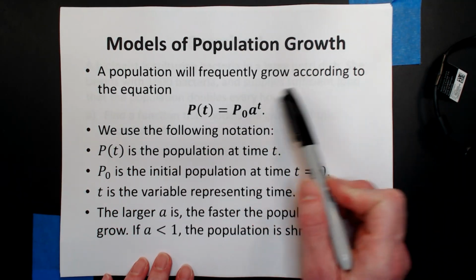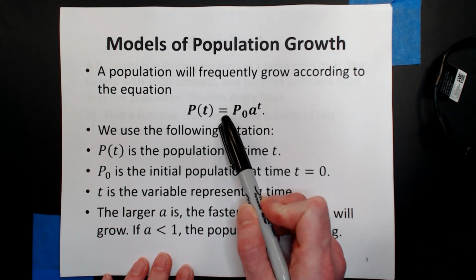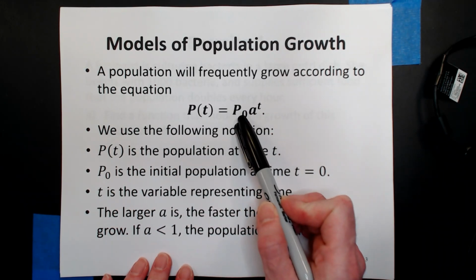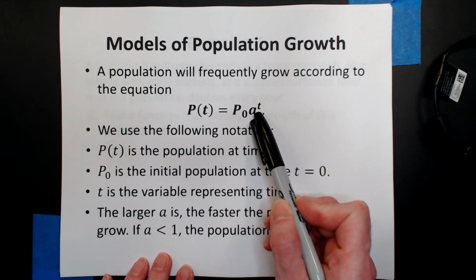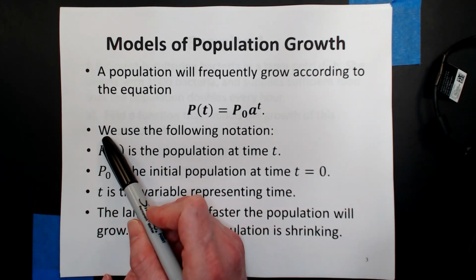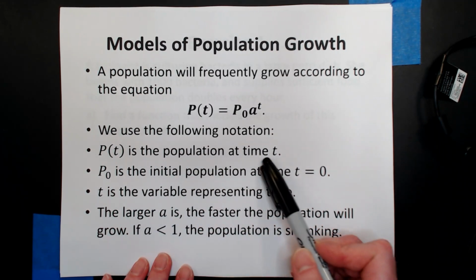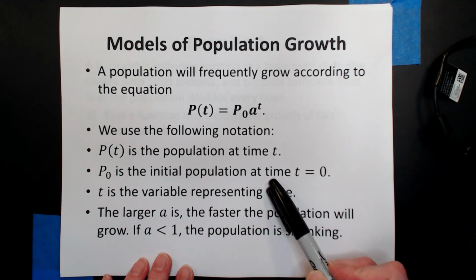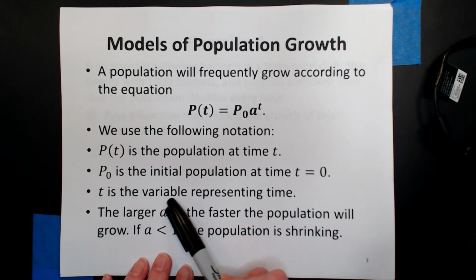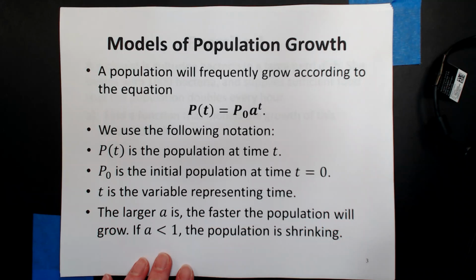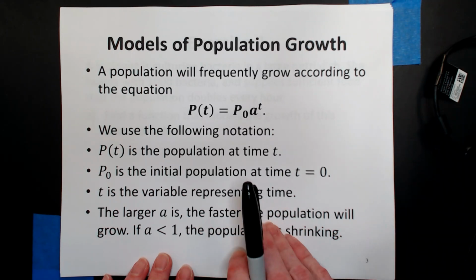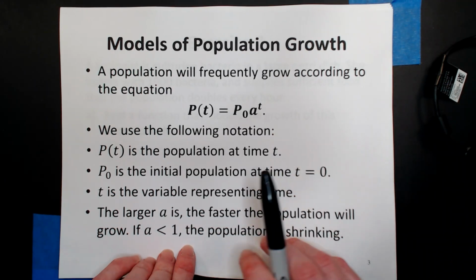Population will frequently grow according to the equation P(t) equals P sub 0, that's the initial population, times some kind of growth factor A to the t power. So we use the following notation: P(t) is the population at time t, P sub 0 is the initial population at time 0, and t is the variable representing time, and that could be in minutes, seconds, hours, days, or years. Make sure you read the question correctly and know what they want their answer in. The larger A is, the faster the population will grow. If A is less than 1, the population is shrinking.